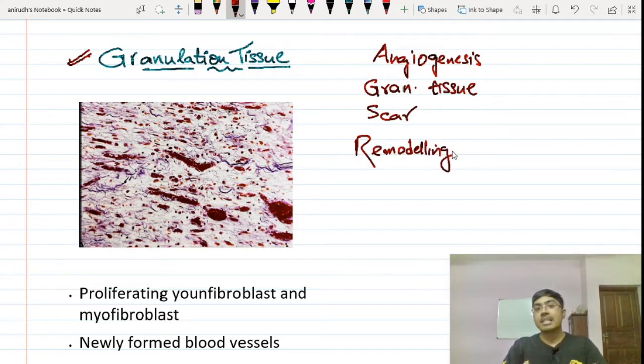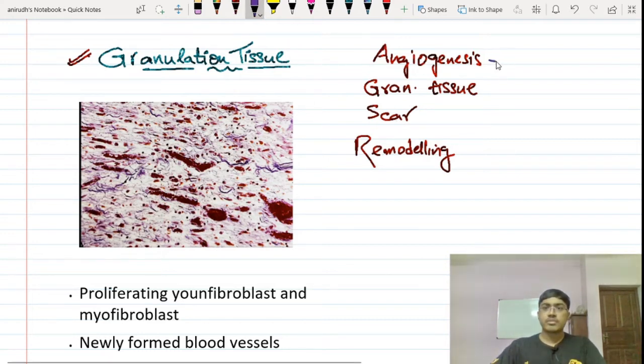That means what happens is that in the scar it is collagen 3, and when it becomes remodeled, the strength of the scar should increase. So while it is getting remodeled, this collagen 3 will become collagen 1. It is much stronger than collagen 3. So it increases the strength of the scar. So this is the very basic function of remodeling.